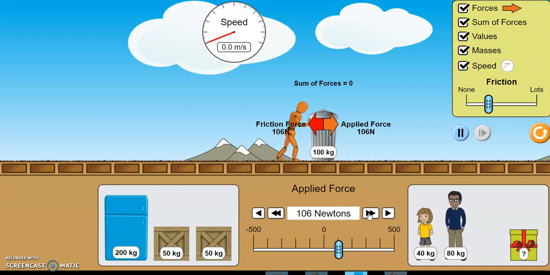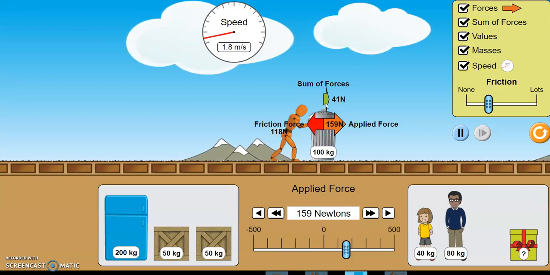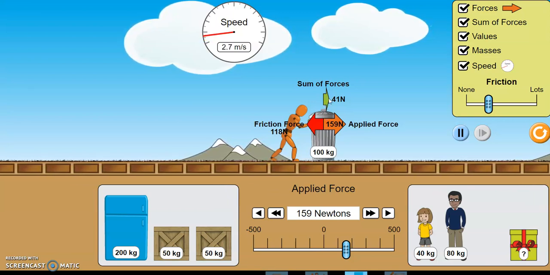All right, so now it stops. There's no forces. I'm going to jump ahead. 156 doesn't do it. 157 doesn't. 158. Now notice when I get to that tipping point, the moment it moves, watch what happens to the sum of the forces. Boom, right there. 159, right, we see that we now jump from no net force all the way to 41.